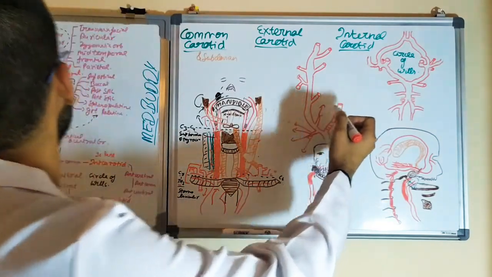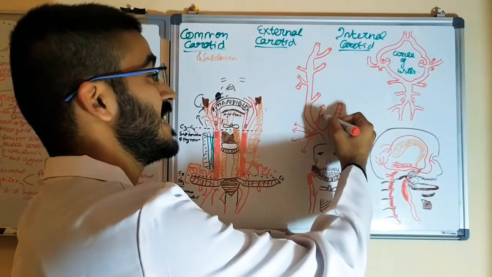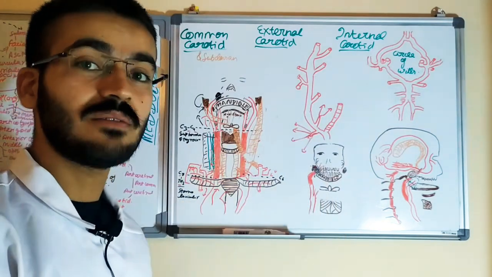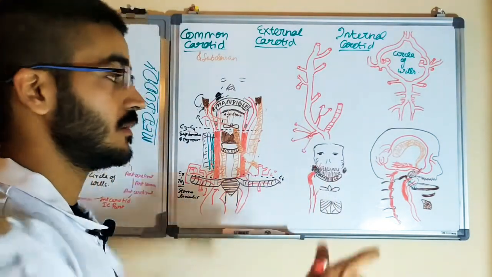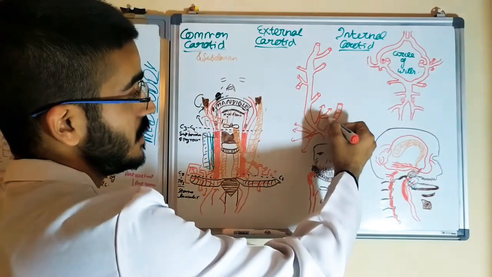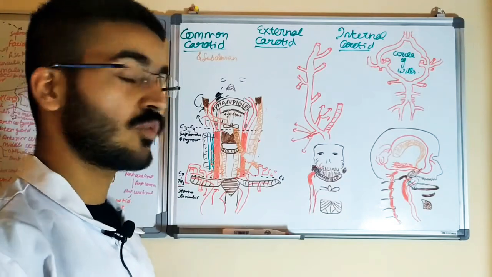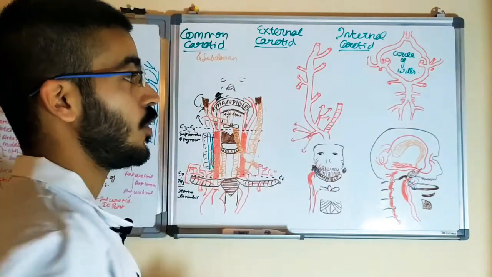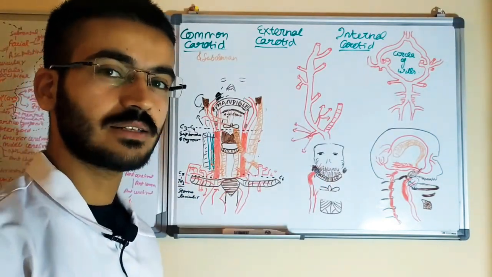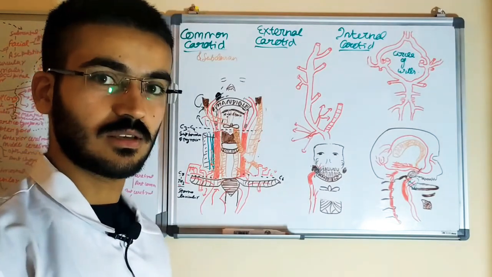Another is the inferior tympanic artery, it supplies the medial wall of the tympanic canal, and other branches are the pharyngeal artery branches. These are small branches which supply the wall of pharynx, palate, tonsils mainly.